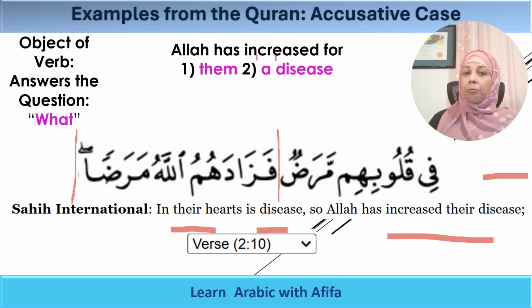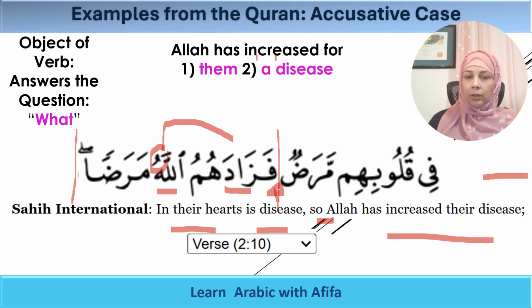So it starts with fa, which I mentioned to you before, can mean then or so. And zada is the verb here. It means he increased. So here we know that Allah is the subject of this verb because Allah increased. And we can see that Allah is the fa'il because it also ends with this damma, which shows it is marfu'un.